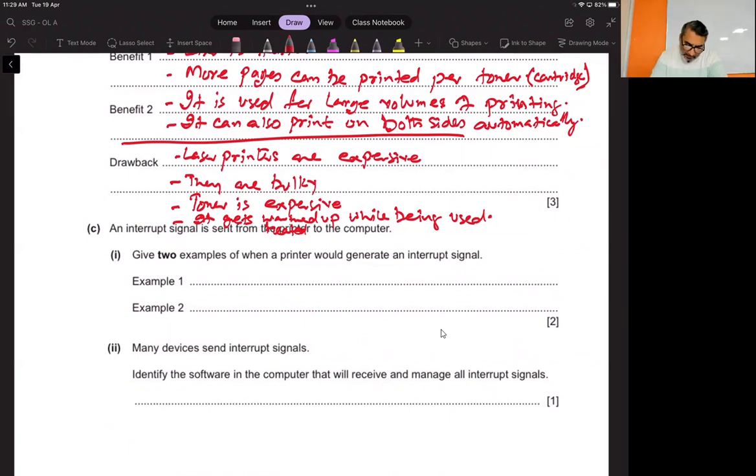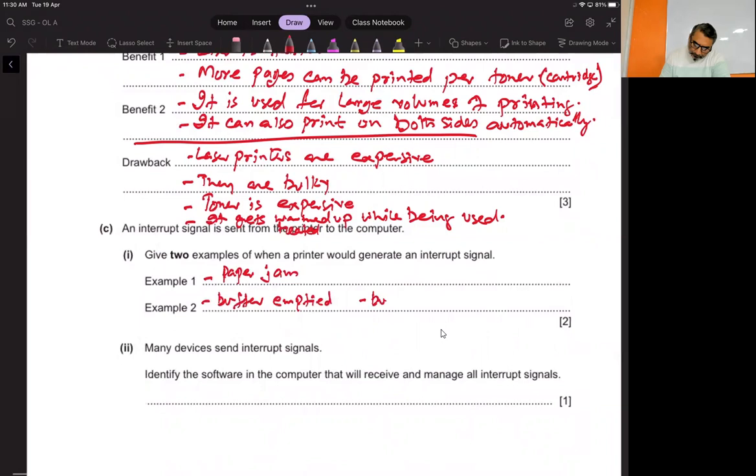An interrupt signal is sent from the printer to the computer. Give two examples of when a printer would generate an interrupt signal. It would be for paper jam, buffer emptied, it could be buffer full. Buffer full means no more data can be accepted. Buffer emptied means all the data that was given is printed.